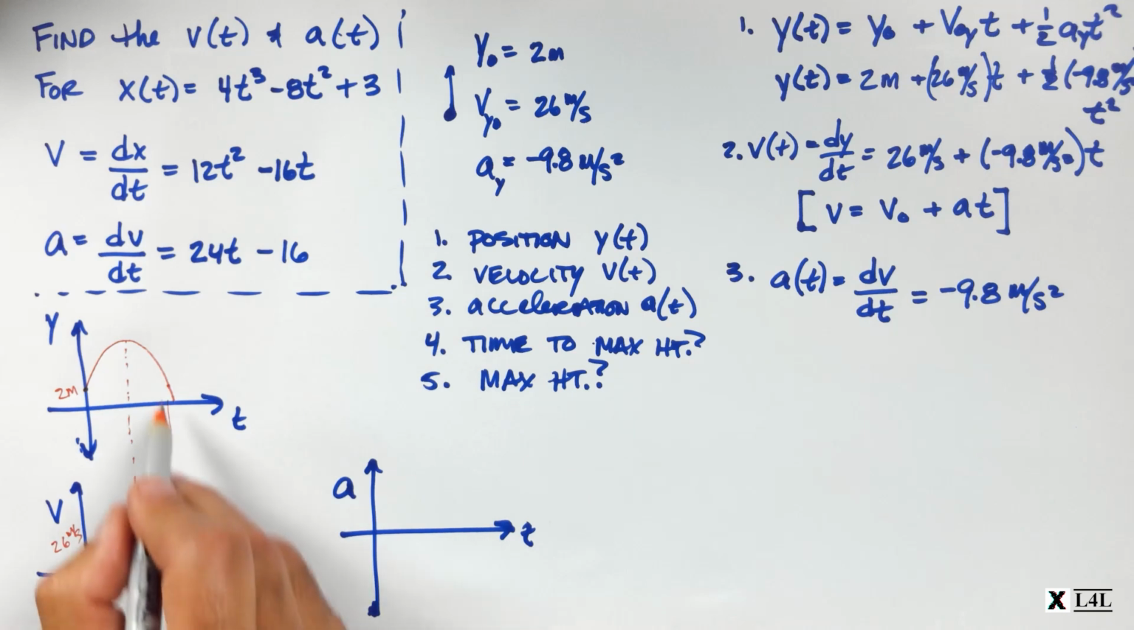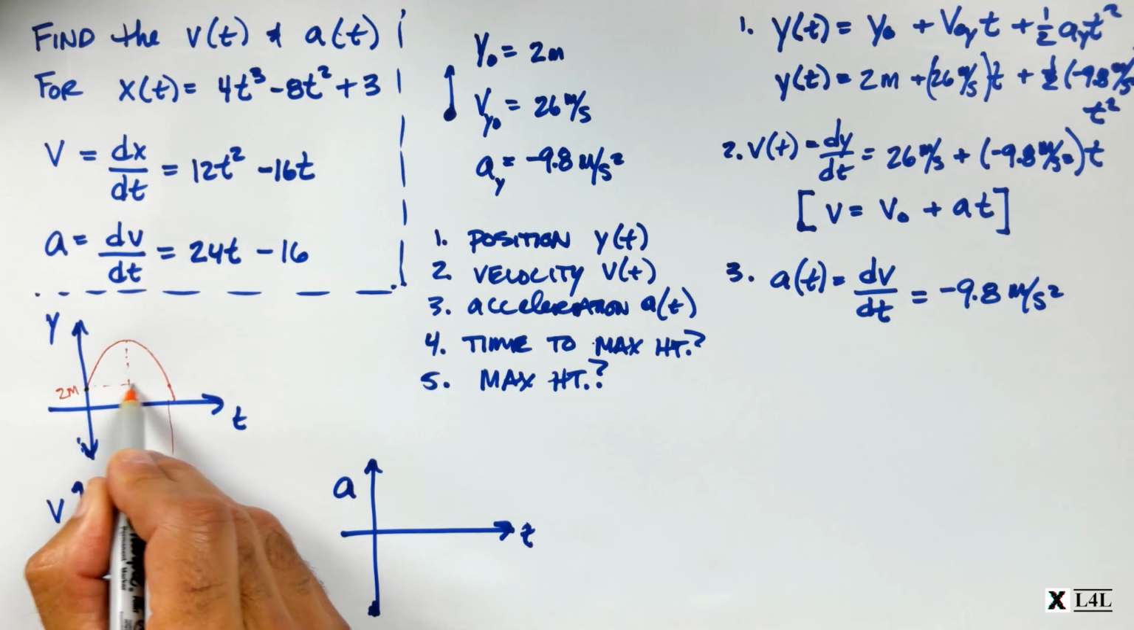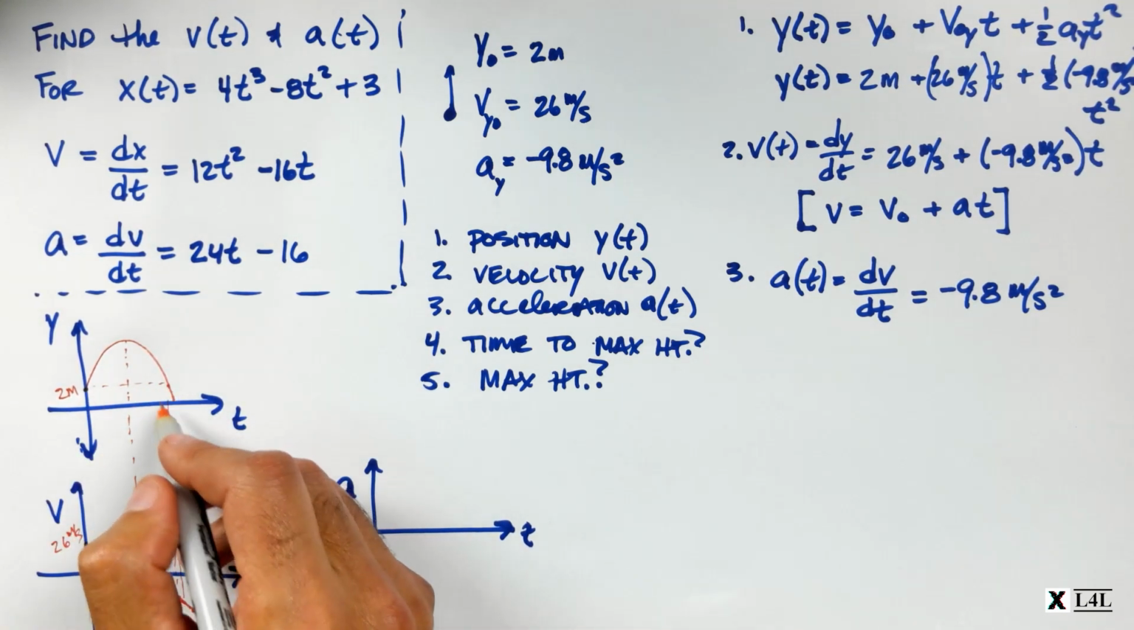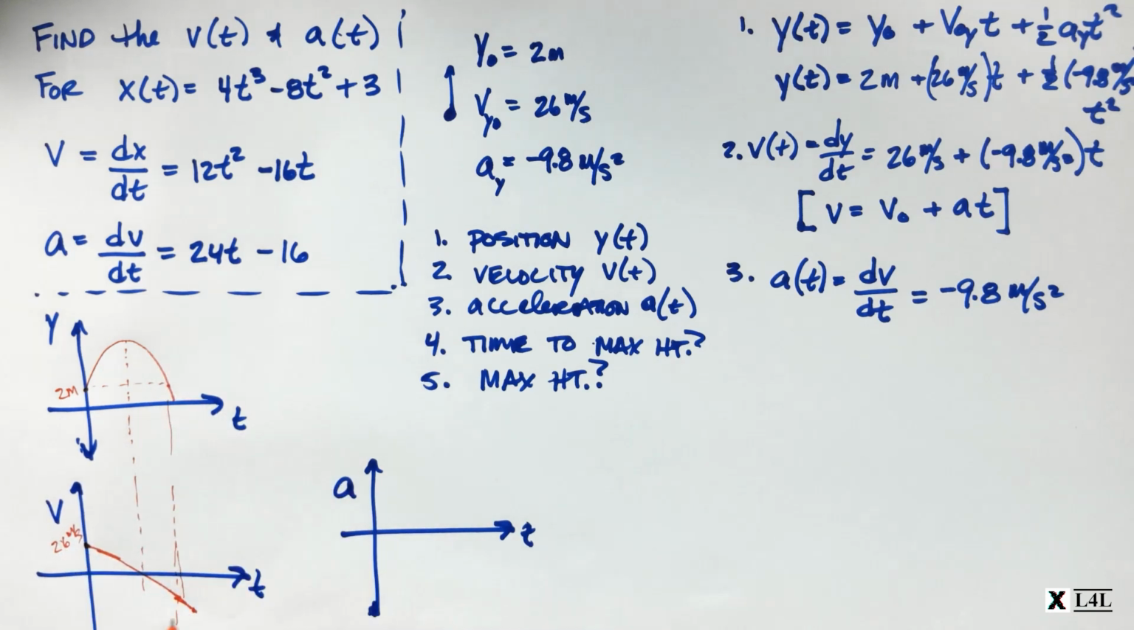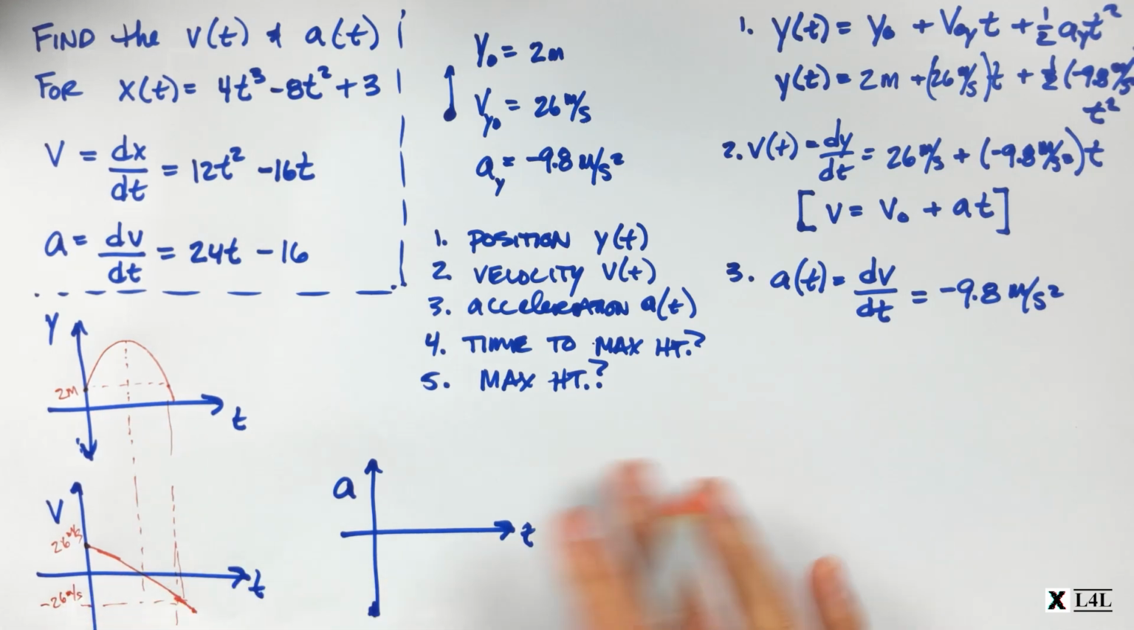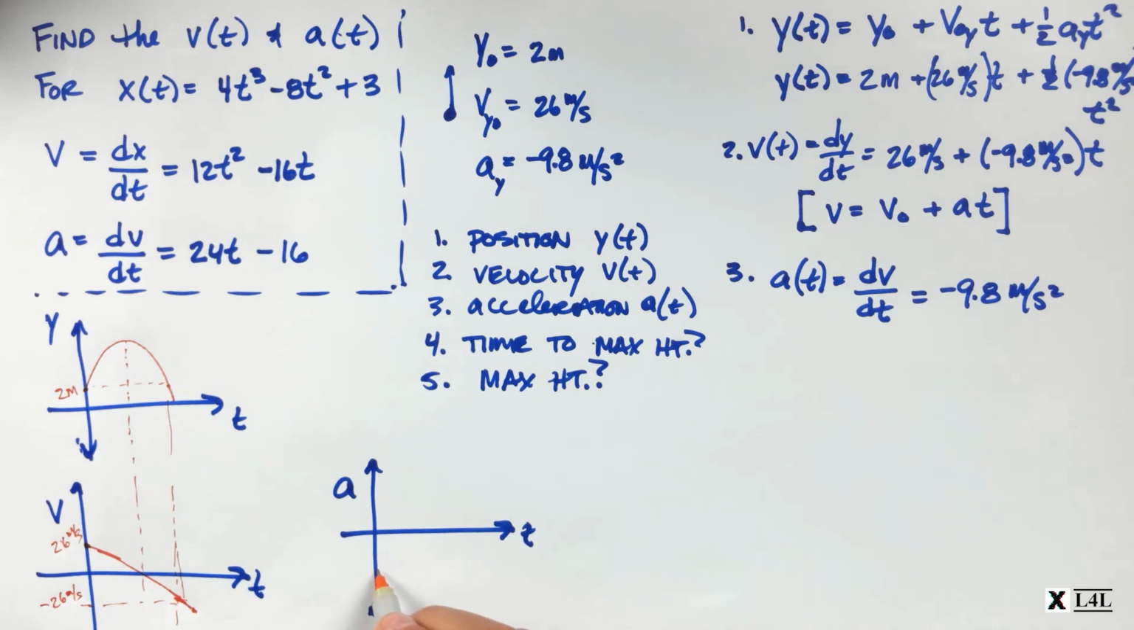But at this same relative height on the way back down, 2 meters above the ground, it should have the same speed, just in the opposite direction. So again, I'm just applying some of my graphing knowledge here to this graph. But again, the last piece here would be the acceleration is constant, and we are at negative 9.8 meters per second squared. Okay, great. Well, what does that mean?